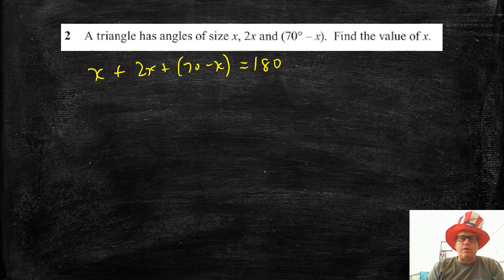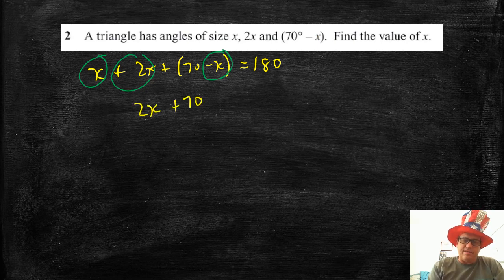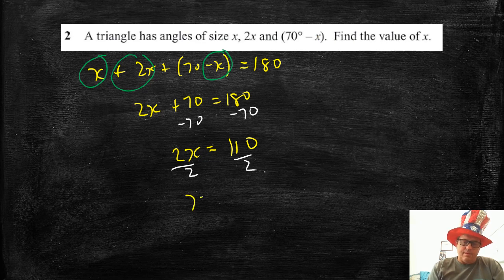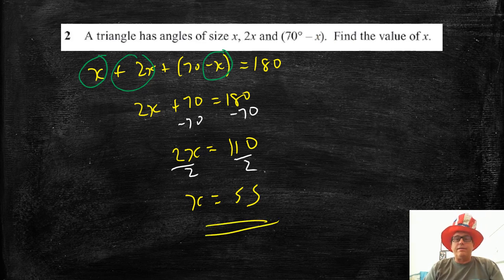All right, sometimes you're going to have to work out how to set up your equation. So x plus 2x, if I look at my like terms, I have x plus 2x minus x is 2x plus 70 equals 180. Take away 70. 2x equals 110. x equals 55. Now go back and reread the problem. The problem says just find the value of x. So we've done that. We don't need to do anything else.